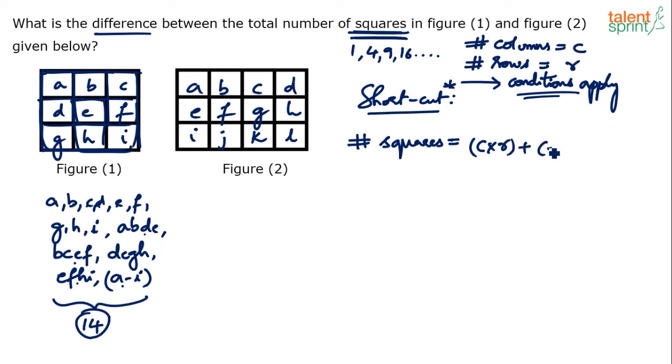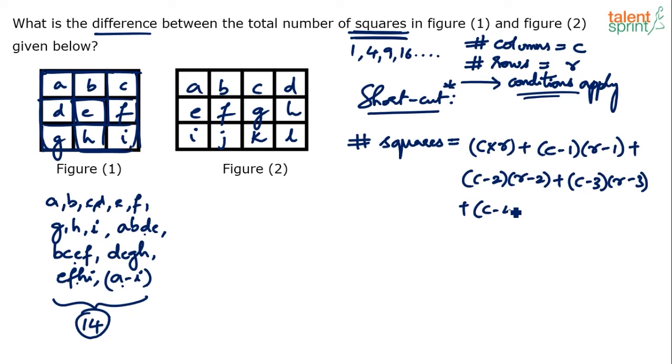plus (C minus 1) into (R minus 1) plus (C minus 2) into (R minus 2) plus (C minus 3) into (R minus 3) plus (C minus 4) into (R minus 4) and so on till you get 0. I mean, at one point it will become 0, right? Either the number of columns will become 0 or the number of rows will become 0 when you subtract 4 or 5 or 6, right?